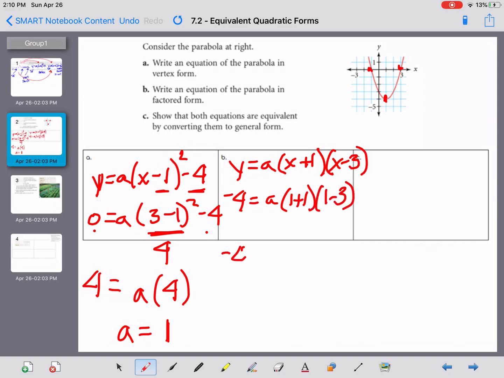So I got negative 4 on this side. 1 plus 1 is 2. 1 minus 3 is negative 2. 2 times negative 2. So I get a negative 4. Hopefully you can see it. A again equals 1. So I have a couple ways to think about this.